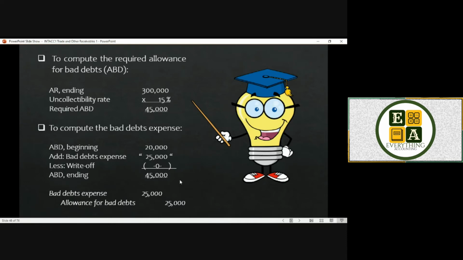Okay? Yun lang yung difference ng aging schedule sa percentage of AR. Okay, the manner of computation. But they are both balance sheet approach because of involvement of accounts receivable and the required ending balance, okay, or allowance for bad debts na balance sheet.